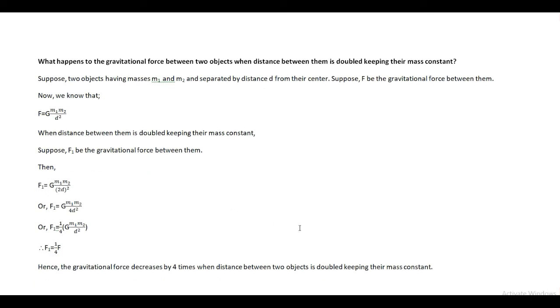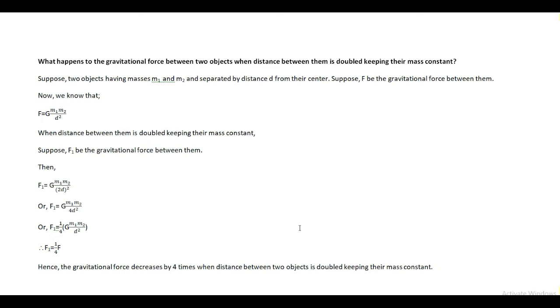Such kind of question can be asked in your examination, students. What happens to the gravitational force between two objects when the distance between them is doubled, keeping the mass constant? That means, suppose we have any two objects with certain masses, separated by a certain distance, and definitely you know there is gravitational force between them. But if the distance between those objects is doubled, then what will happen to the gravitational force?